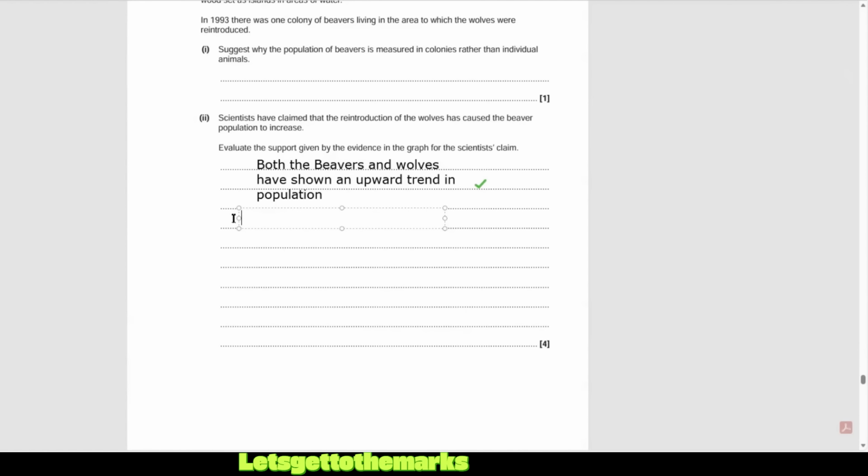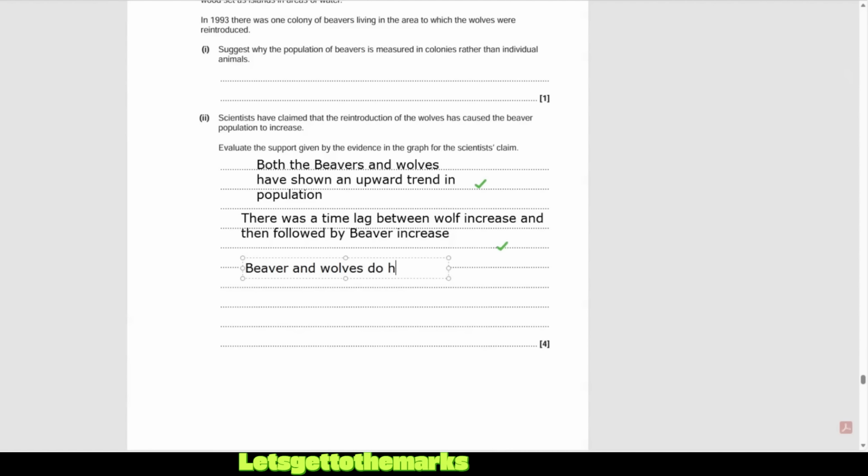And then I might want to say there was a time lag between wolf increase and then followed by beaver increase. So that to me says, yeah, look, there was a little delay, which shows that the wolves were having an effect. However, what else do we want to say? Beaver and wolves do have different curves. So this does not support the scientists.